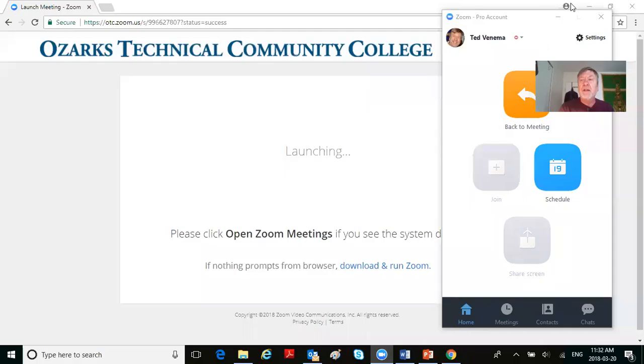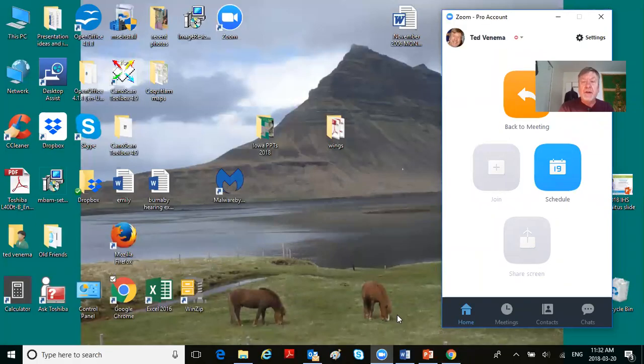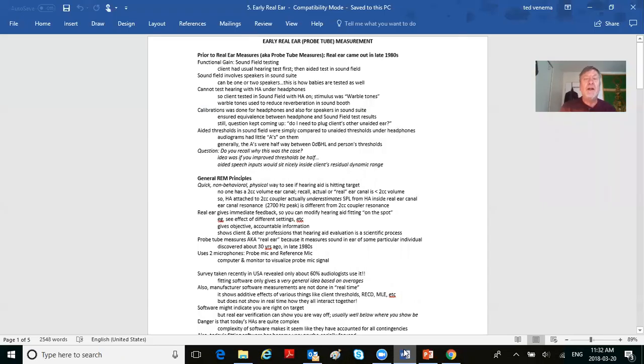Have a look at, well, let's shrink that and go into the Microsoft Word file, early real ear probe tube measurement. And here we're going to stress two things. Basically, there's early real ear measurement and there's today's real ear measurement. You can't appreciate today's real ear measurement without understanding yesterday's real ear measurement, any more than one can appreciate today's fitting methods without having understood yesterday's fitting methods. So this course has really had a bit of yesterday and today, yesterday and today.